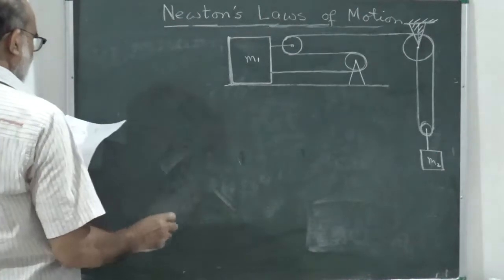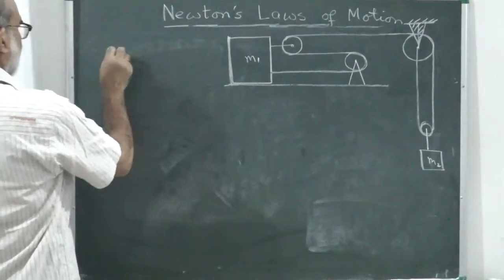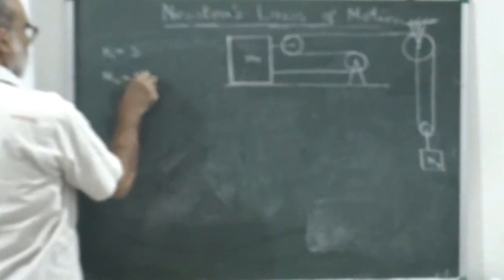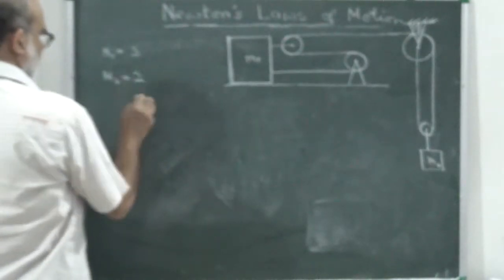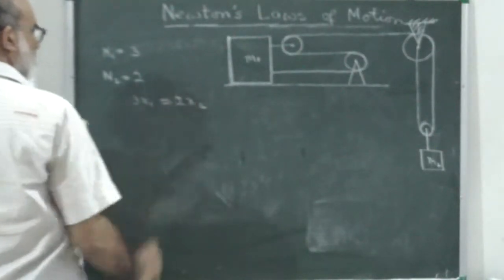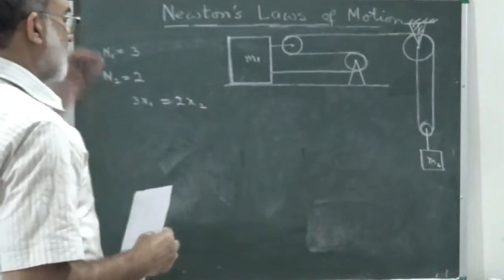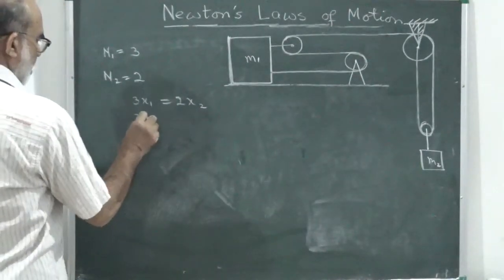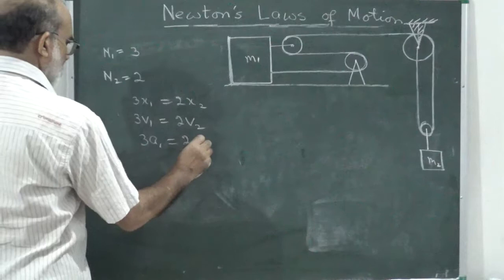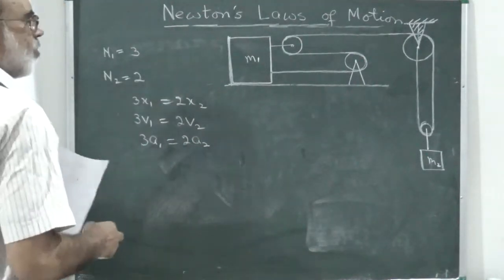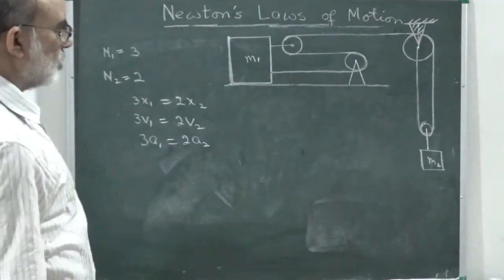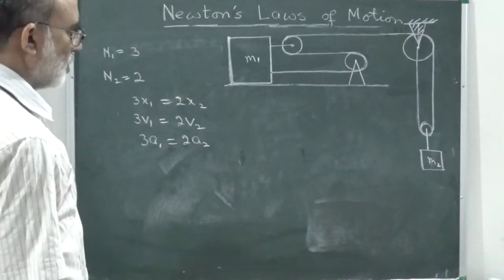we can simply write N1 is here 3 and N2 is here 2. So 3 times X1 will be equal to 2 times X2. Or 3 times V1 is equal to 2 times V2. 3 times A1 is equal to 2 times A2. Okay. So now you can write the equation of motion also.